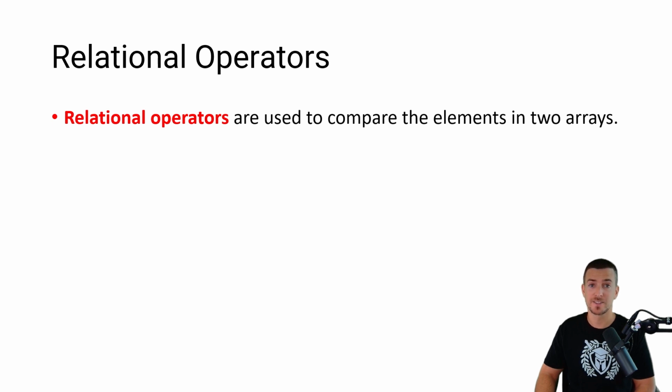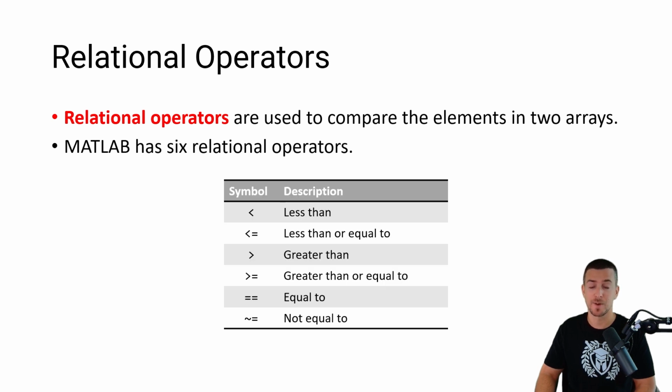Relational operators are used to compare the elements in arrays. MATLAB has 6 relational operators: less than, greater than, less than or equal to, greater than or equal to, equal to, and not equal to.